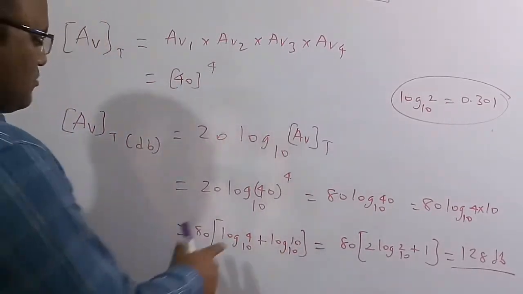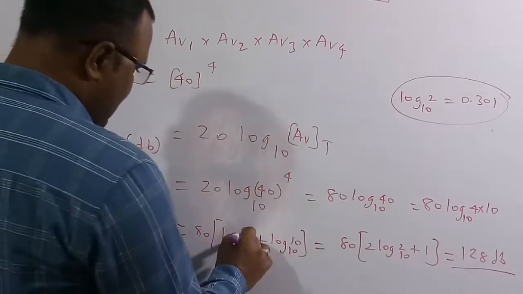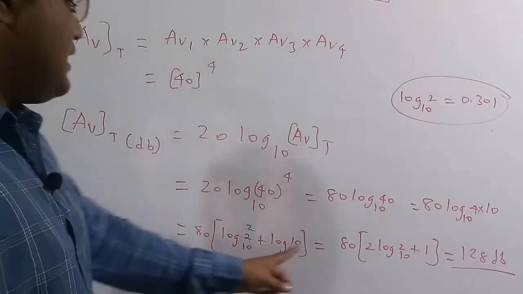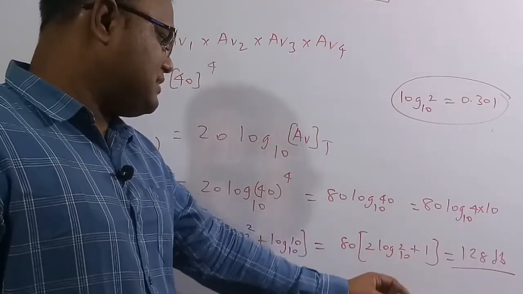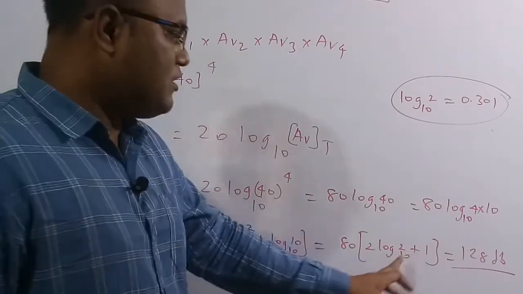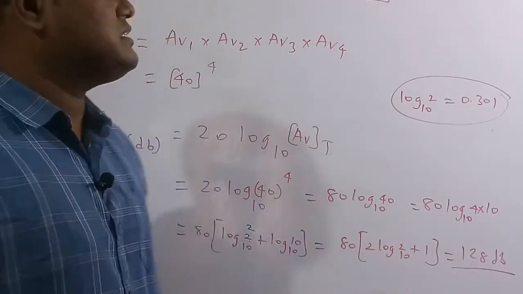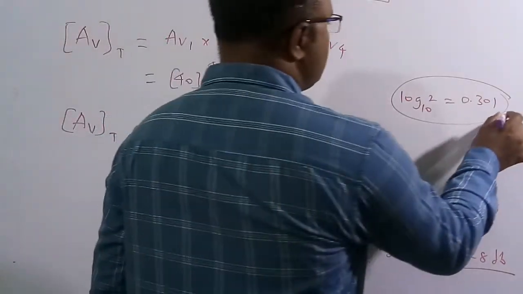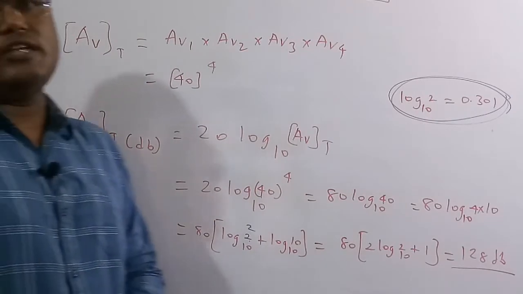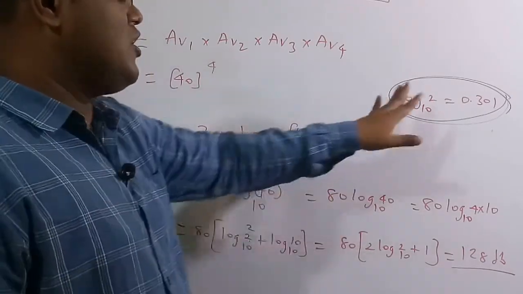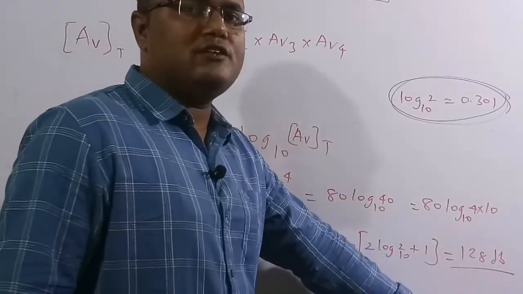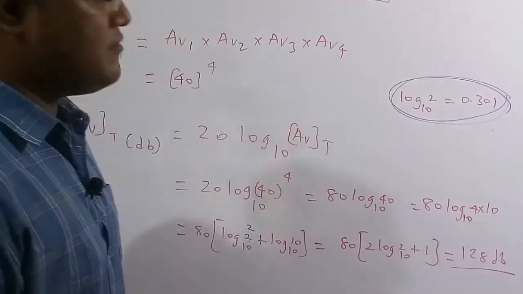4 I can write as 2 square, so the 2 comes to this side. Therefore 80 into 2 log 2 base 10 plus log 10 base 10, which is nothing but 1. So you have to know the value of log 2 base 10, which is 0.301. You have to remember this value because a calculator is not allowed in the ESE examination. If you substitute here, finally we get 128 dB, the correct solution of this question.